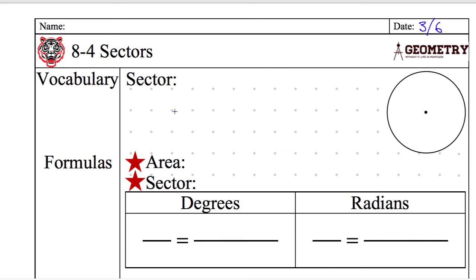Today we're talking about sectors, specifically sector area. All right, so what is a sector? A sector, let's go ahead and make a picture. If I have a little pie slice here for my sector, this pie slice is technically a sector. So the word that I'm going to be using here, and I'm going to do this in quotes because it's not mathematically formal, is pie slice.